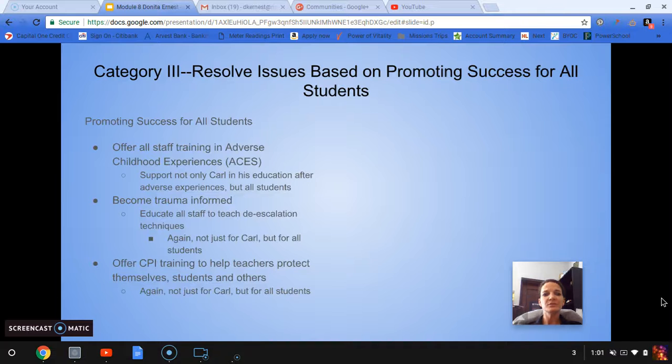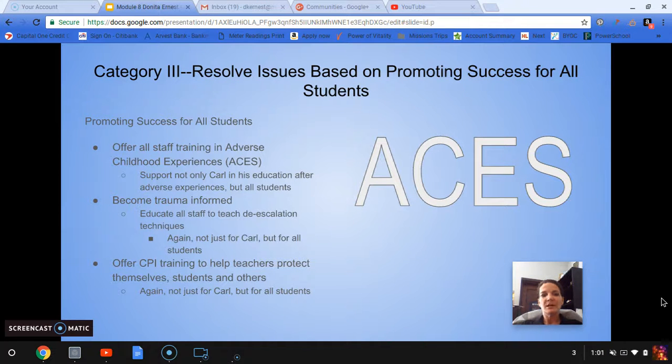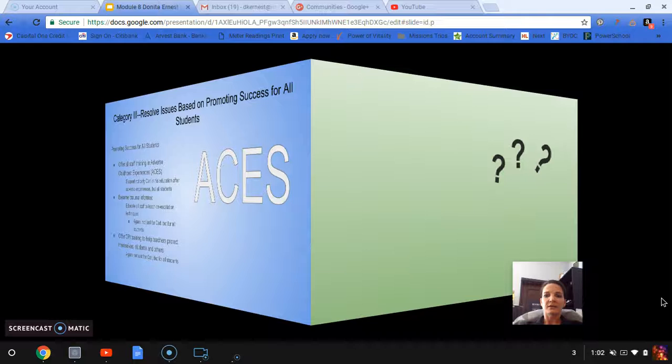Category 3 continued, promoting success for all students. ACEs, I would offer training on that. Adverse childhood experiences, and Carl has one that we know of. He has parents that are divorced, and so giving them support, giving them ACEs training will support not just Carl in his education, but every student, to become trauma informed and educate all staff to teach de-escalation techniques. And again, this is not just for Carl, this is for all students. And then to offer CPI training to help teachers protect themselves, students, and others.